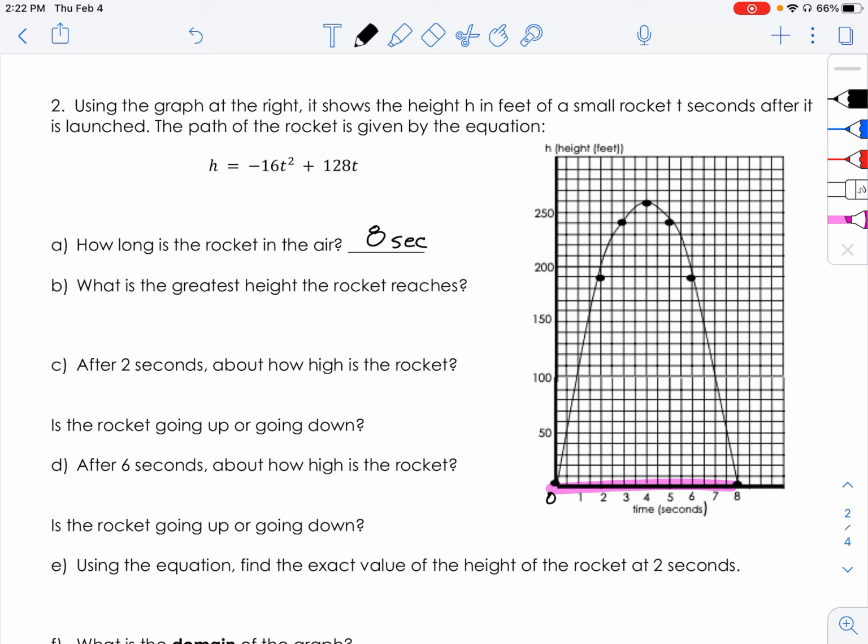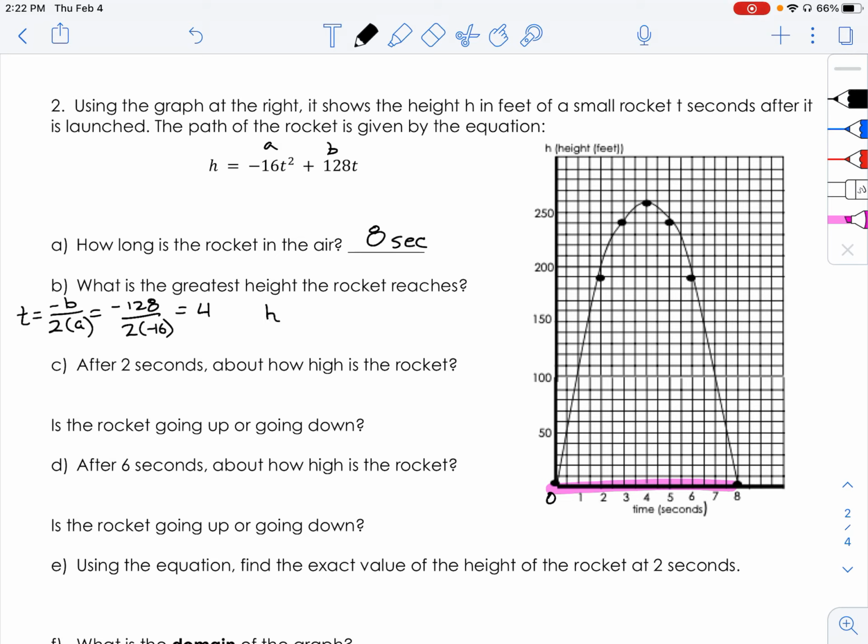So height is h, but we need to find t first in order to find what h is equal to. So remember, the greatest height is the vertex of that parabola. So I'm going to use negative b over 2a, and remember 128 is b, so negative 128 over 2 times negative 16. And if you put this into your calculator, you will get 4.